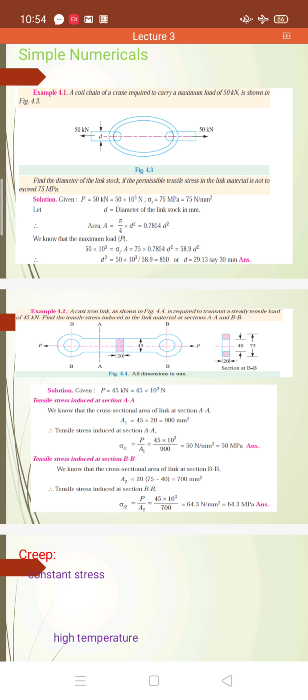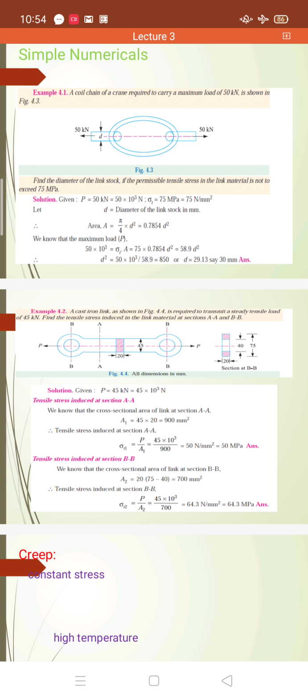Suppose small d is the diameter of the link stock in mm. Before that, we know the area. This is a coil chain, meaning circular, so the area of this particular section is pi by 4 d square, which is equal to 0.7854 d square.